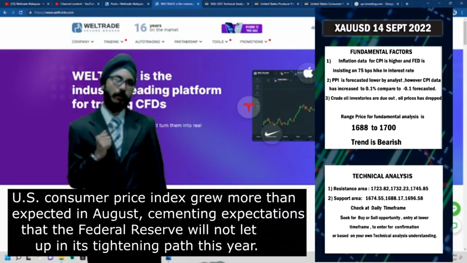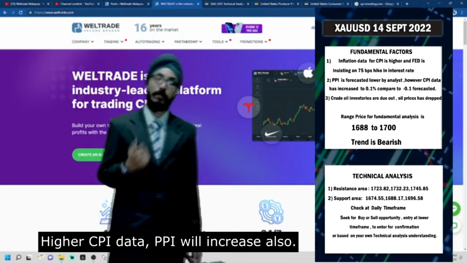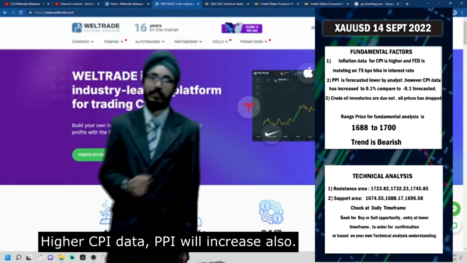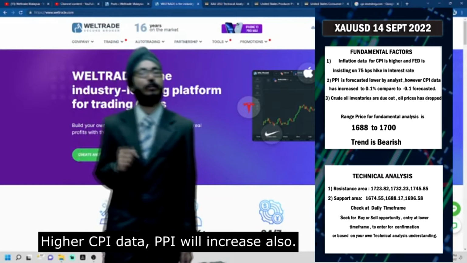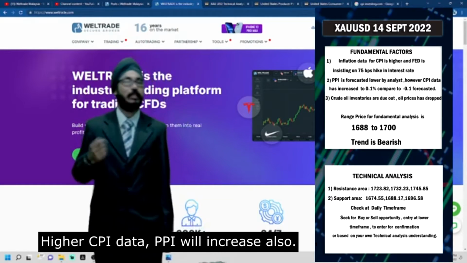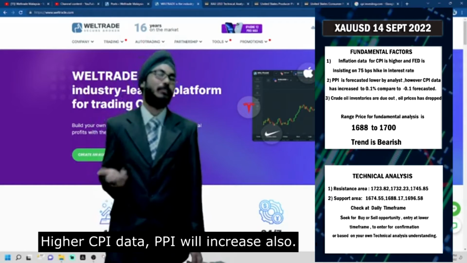Secondly, we are looking into our PPI, which is the Producer Price Index. This Producer Price Index is also forecasted to be lower at negative 0.1. However, looking at our high CPI, it is likely that our PPI would also be higher, thus leading to strengthening of the US dollar.